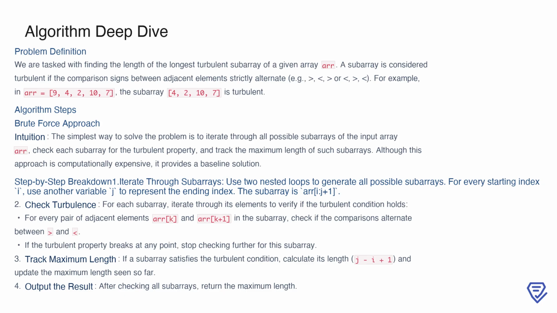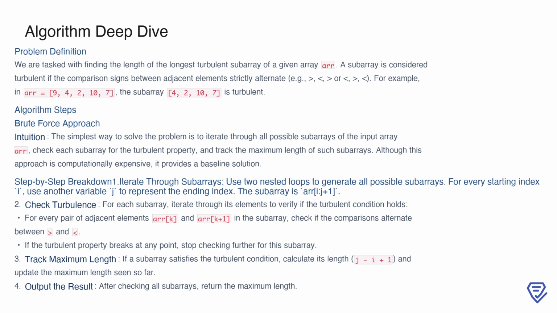To solve the problem of finding the longest turbulent subarray, we need to understand what makes a subarray turbulent. A subarray is turbulent if the comparison signs between adjacent elements alternate strictly between greater than and less than. For instance, in the array 9, 4, 2, 10, 7, the subarray 4, 2, 10, 7 is turbulent because of the comparisons 4 and 2, 2 and 10, and 10 and 7.